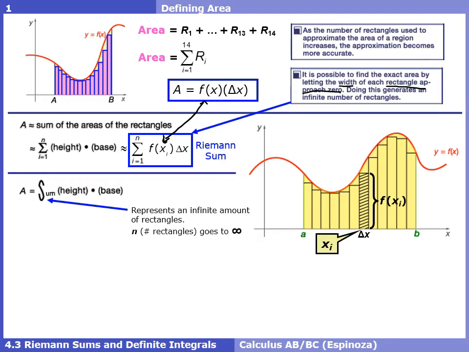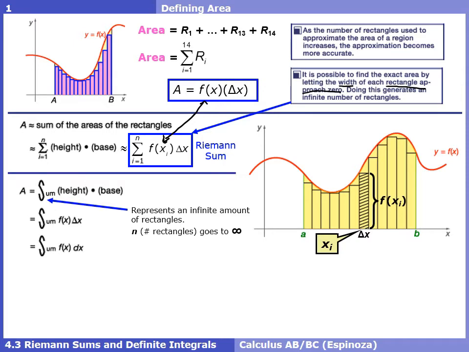So that n that you see over here in this Riemann sum, which is the number of rectangles, we're letting that go to infinity. When we write this big, long, stretched out S, that's what I'm saying. We're just agreeing that that's my way of saying that that's an infinite amount of rectangles. So again, we know the height of these rectangles is some f of x, and we know the base of these rectangles is a little change of x.